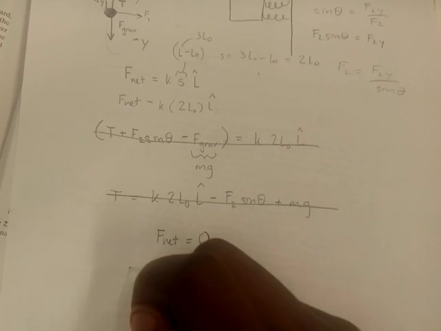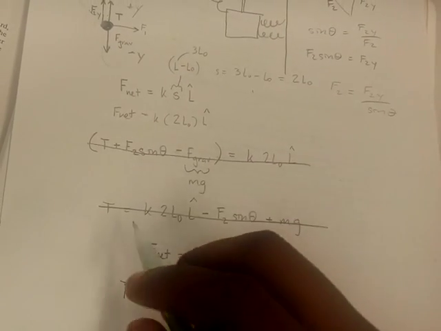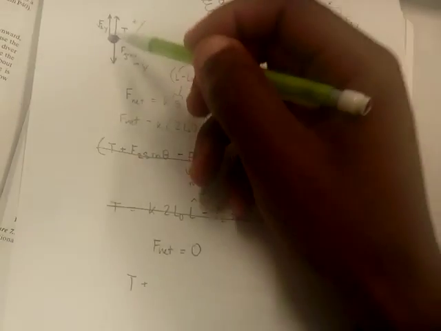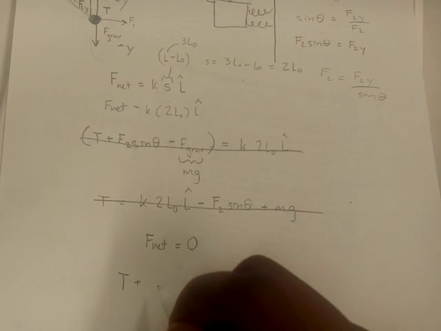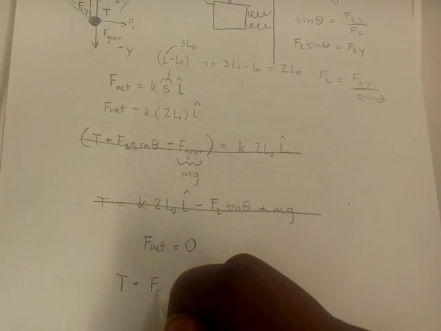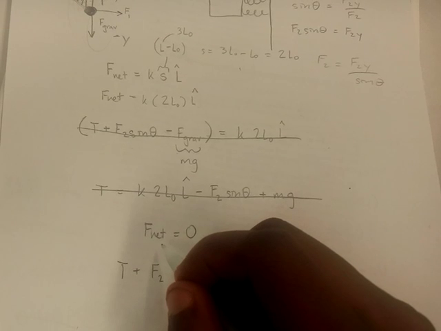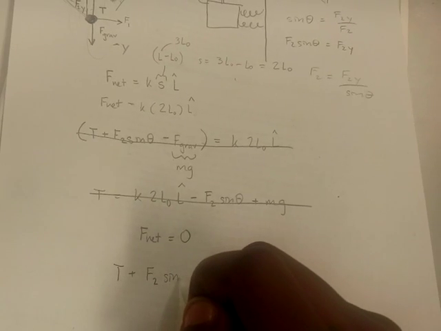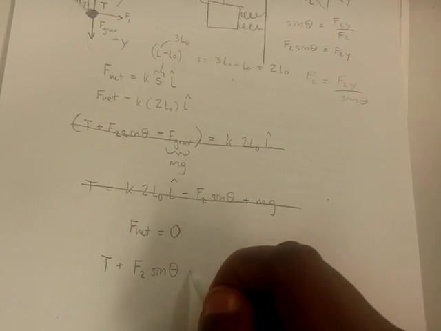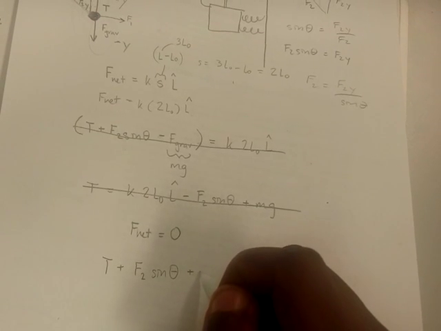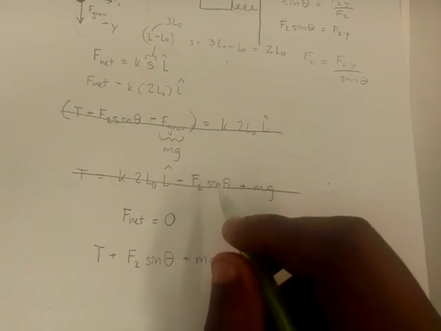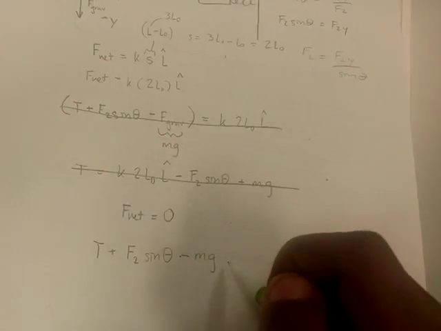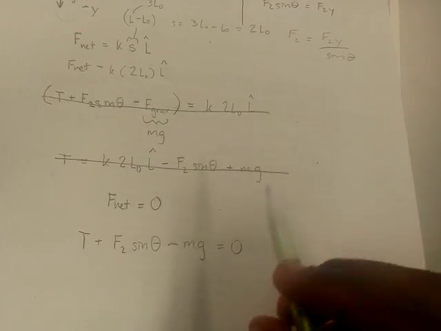So what's going to prove that? We have T. We have the force of the spring in the y direction, which is F2 sine theta, plus mg minus mg, oops, is set equal to 0.